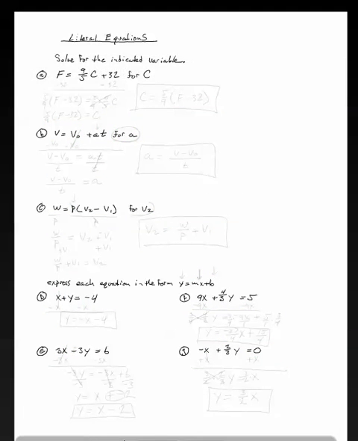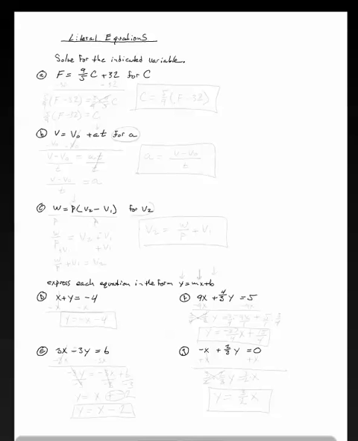So this pencast is on literal equations, and literal is related to literature. It means letters, and so there's going to be multiple variables in these equations, and so we're always going to have to solve for the indicated variable. We're not going to get a numerical solution in these cases, so they're always going to have to tell us solve for x or solve for z or f or g, whatever letter they want us to solve for.